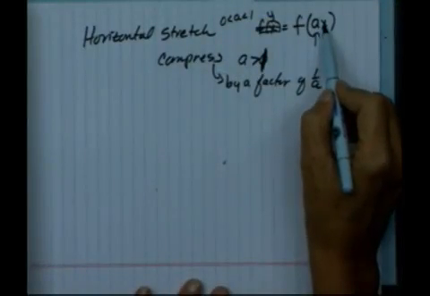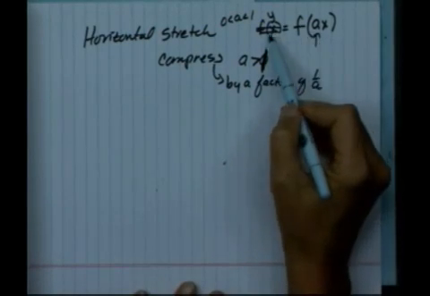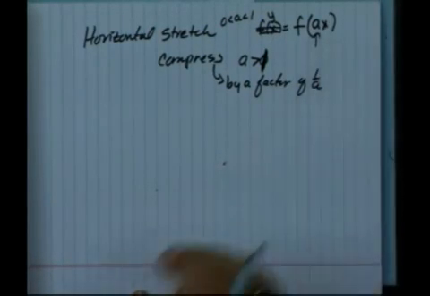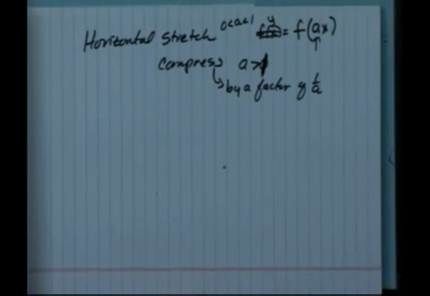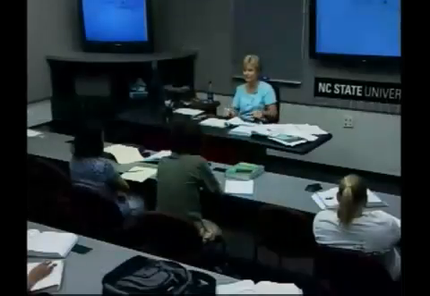So your shifts are opposite. If it's x plus 2, you're going to the left. If it's x minus 3, you're going to the right. If you have 4x as your domain, that's going to be a compression by a factor of a half. If it's 1/4 x, it's going to be a stretch of 4. And that's where we're going to start the next part of the lecture. So take a break and get ready for the next part. Okay?